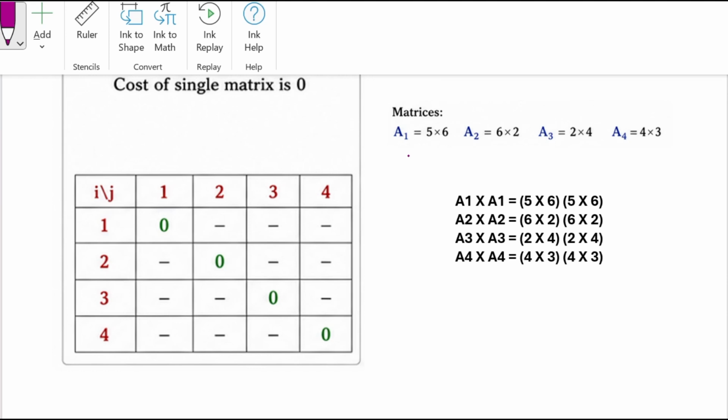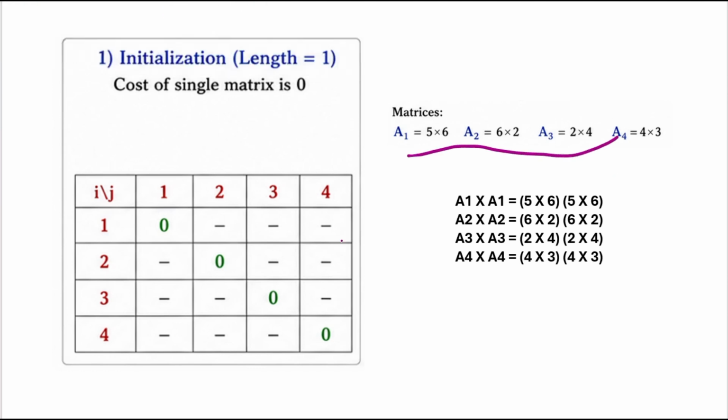So these are the matrices, right? And how to fill: the diagonal values are 0. We already discussed this in the formula, right? M of i,i equals 0.